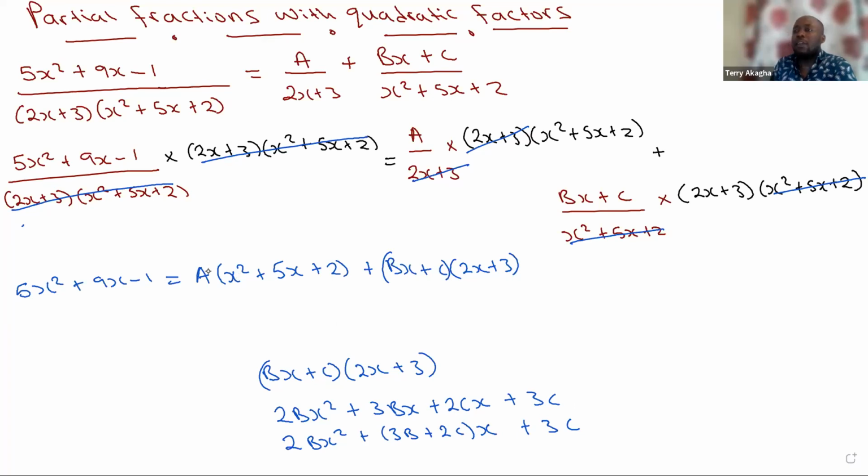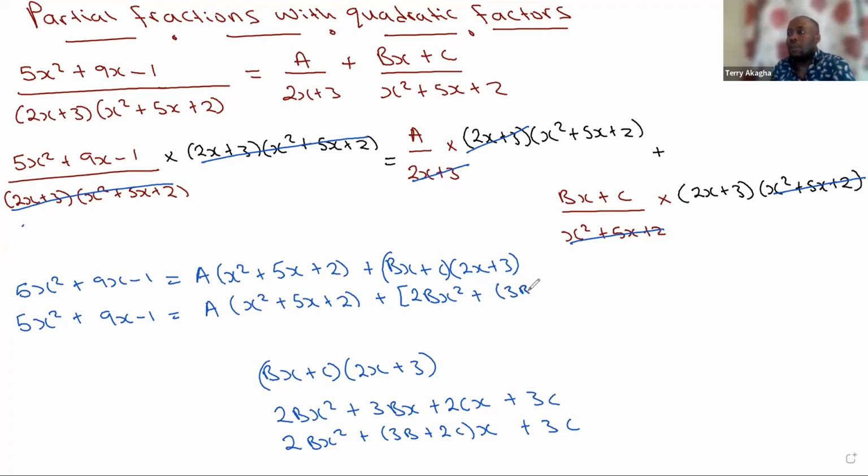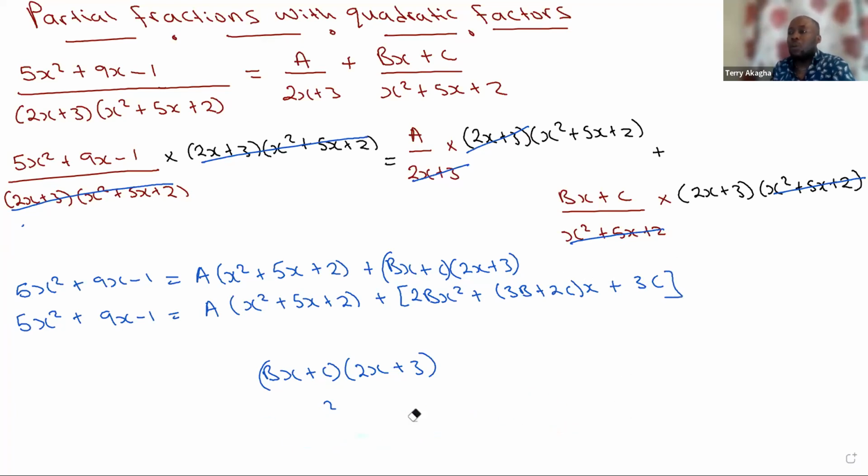So that means I can rewrite this equation now as 5x squared plus 9x minus 1 is equal to a into bracket x squared plus 5x plus 2, plus 2bx squared plus 3b plus 2c times x plus 3c. Good. Now that is that for that. That is the hardest one to do. Now the easiest is to find the coefficients.